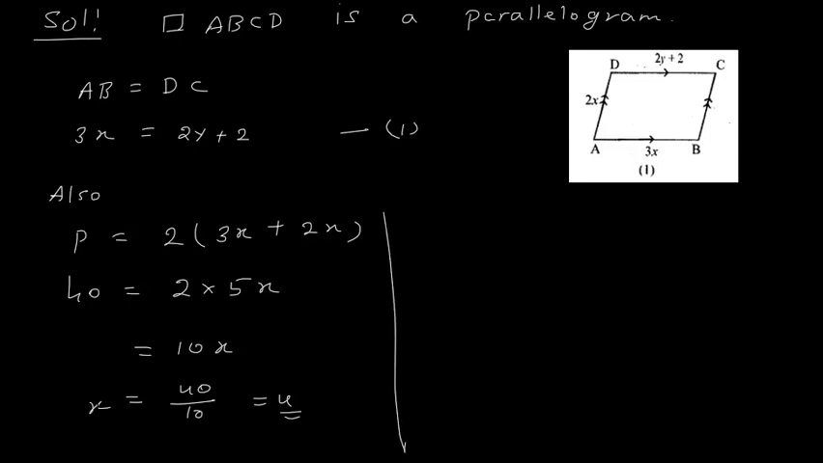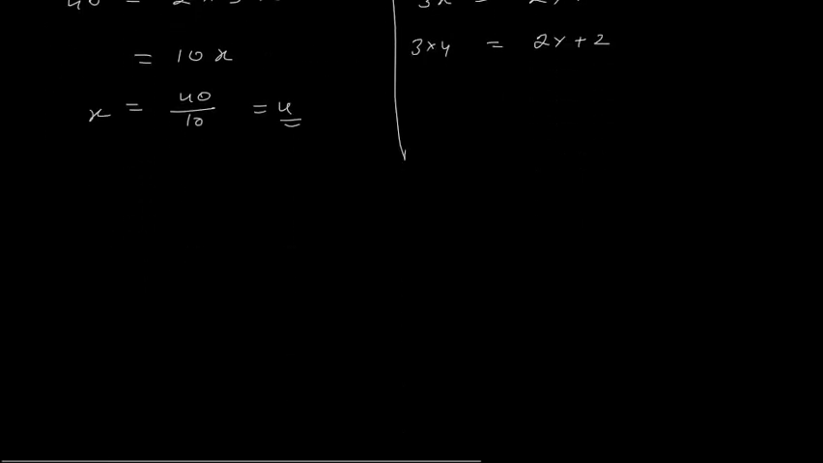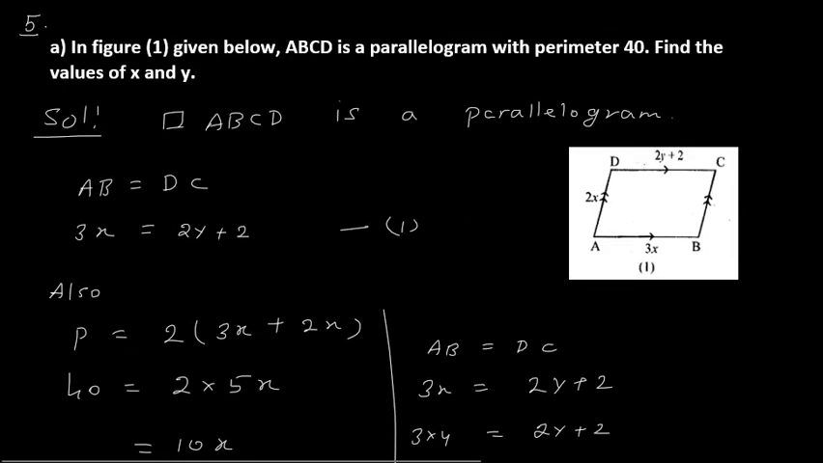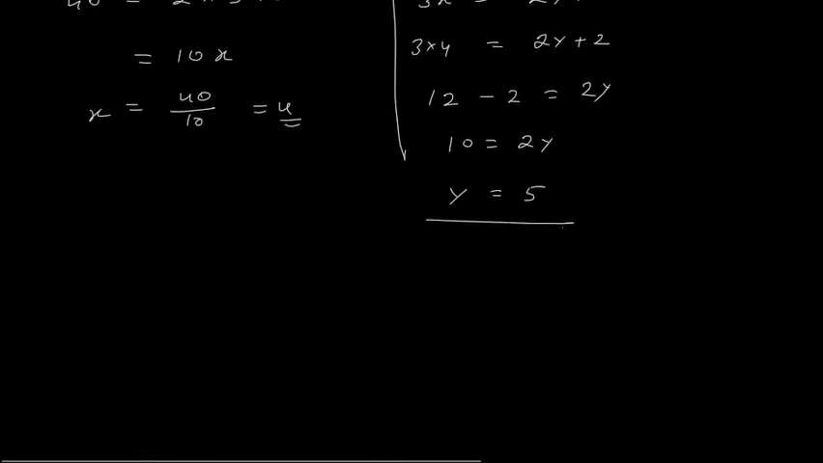Now once I get the value of x, we have AB equal to DC. AB is 3x and DC is 2y plus 2. So from here I get 3 into 4 equals 2y plus 2. So 3 fours are 12. Now 12 minus 2 gives 2y, so 10 equals 2y. So from here we get the value of y as 5. What we have to find is the value of x and y. So therefore x is 4 and y is 5.